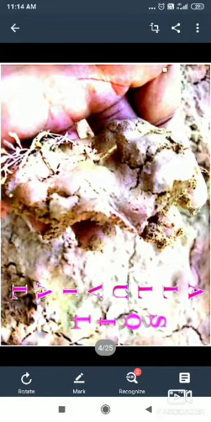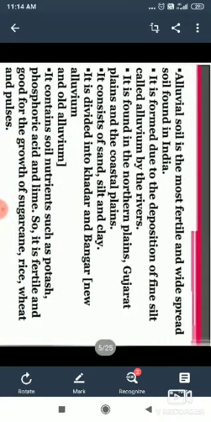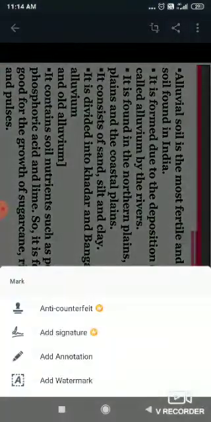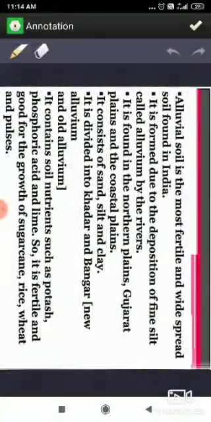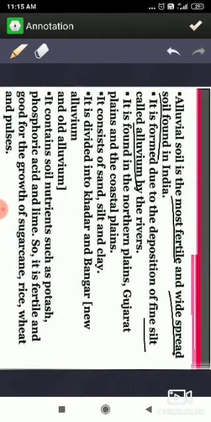As you know, in India we have 6 types of soil, and the first one is alluvial soil, which we are going to read here. The alluvial soil is the most fertile and widespread soil found in India. It is formed due to the deposition of fine silt called alluvium by the rivers. This alluvium or silt is brought by the rivers.